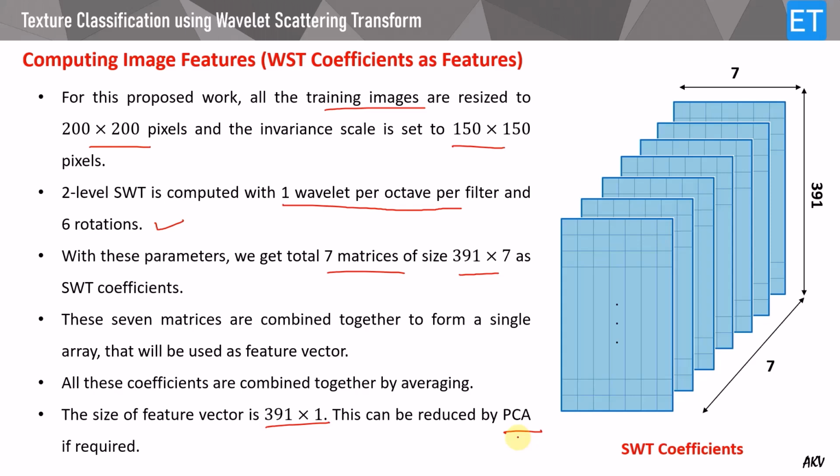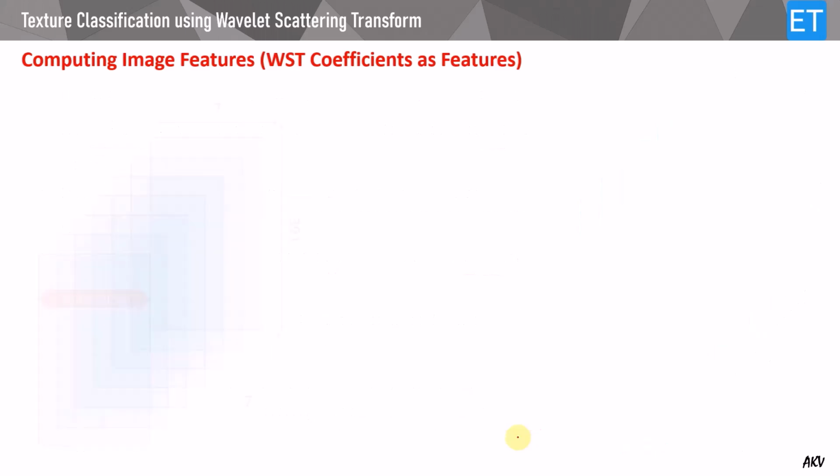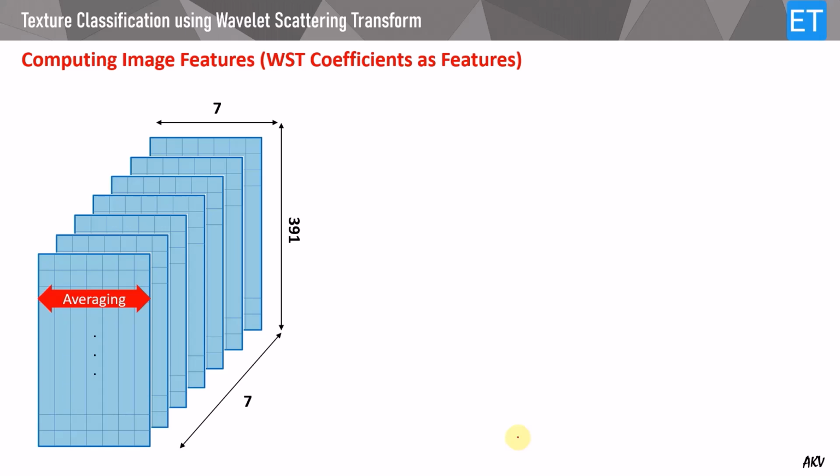So that will be a very small feature vector, right? Let's see how we can combine all these 7 matrices to get a single feature vector. That we will do with averaging. First we do the averaging in this direction, shown by this red arrow. I mean, all 7 coefficients will be averaged to make it 1. That is done for all 7 matrices.